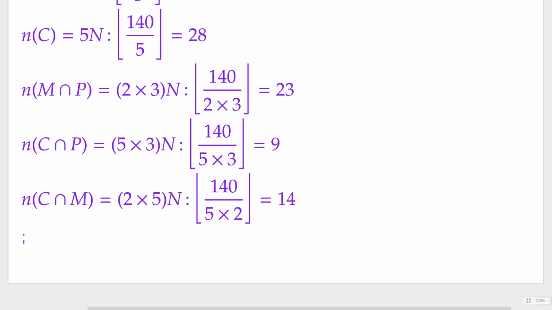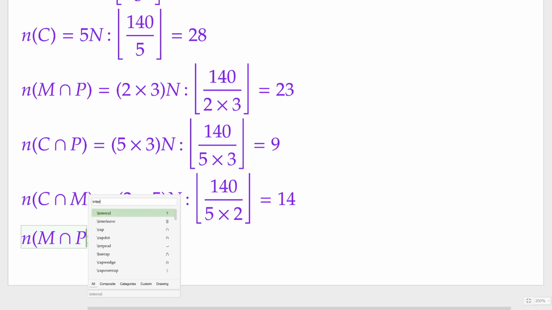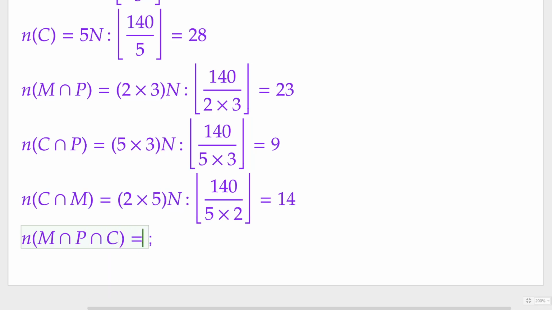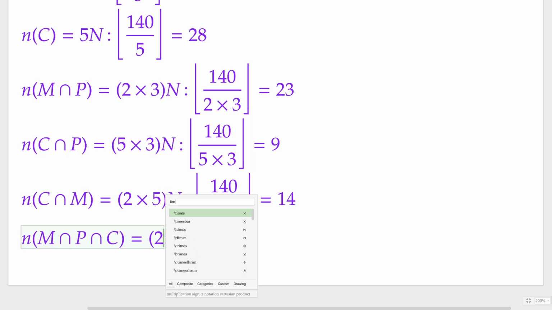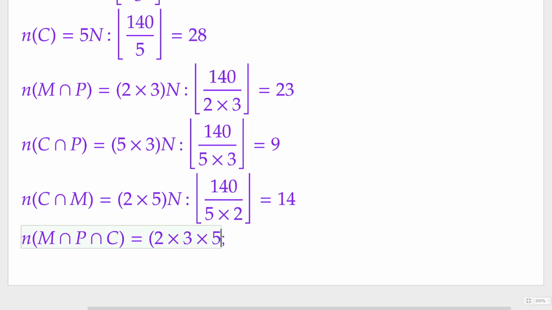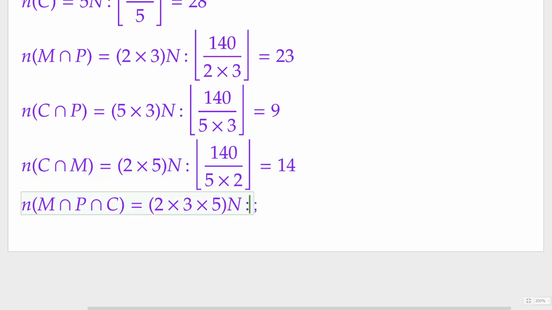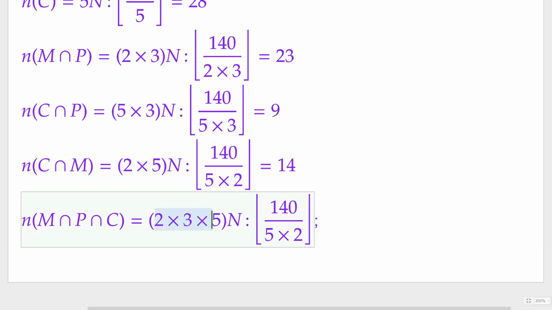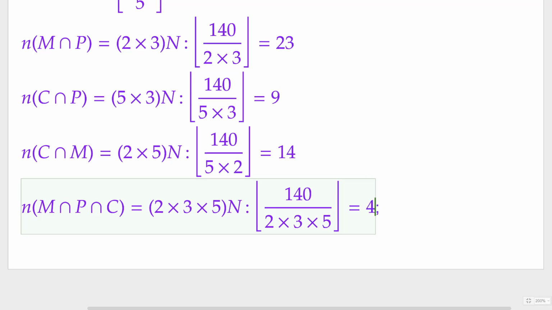And finally, for all three, that is the number of elements present in M intersection P intersection C. This will be 2 times 3 times 5, and this is just the notation. To get this number, 2 times 3 is 6, and 6 times 5 is 30. So 140 floor division 30 will be 4.